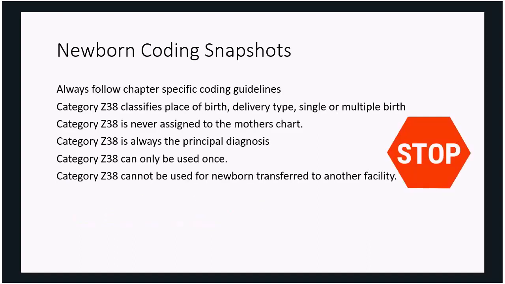Let's review a couple coding snapshots about newborn coding. Category Z38 classifies the place of birth, delivery type, and whether it was a single or multiple birth. It's never assigned on the mother's chart. It's always going to be the principal diagnosis. It can only be used once, and if a baby is transferred to another facility, that transferring facility cannot use category Z38.